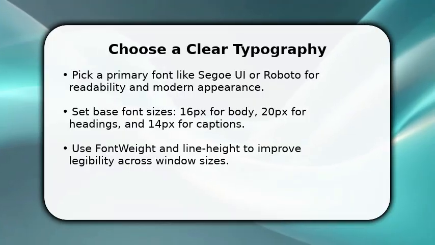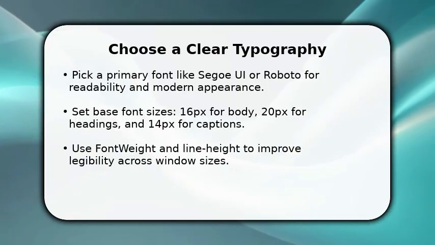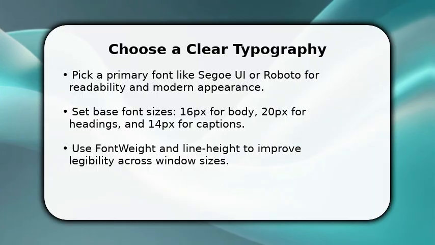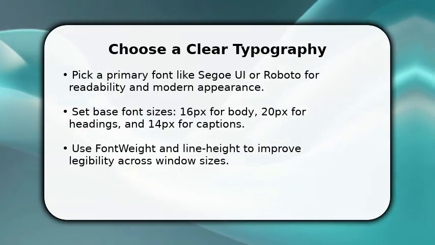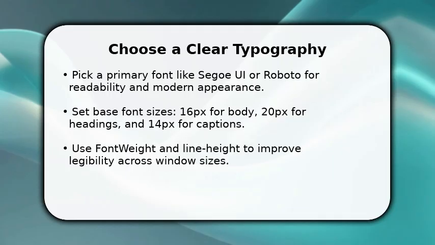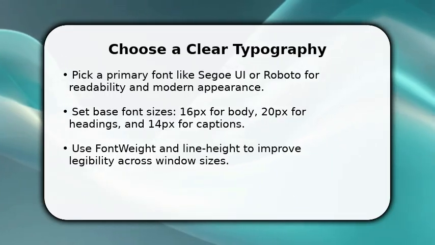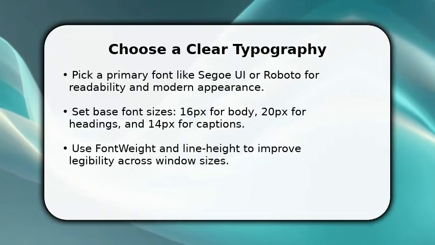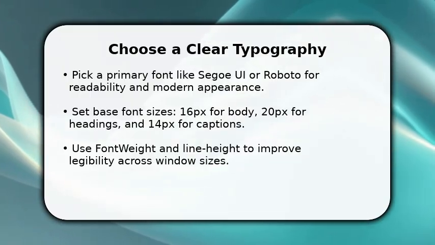Pick a primary font like Segoe UI or Roboto for readability and modern appearance. Define a clear scale for sizes and weights across the app. Set base font sizes, 16px for body, 20px for headings, and 14px for captions. Use font weight and line height to improve legibility across window sizes.